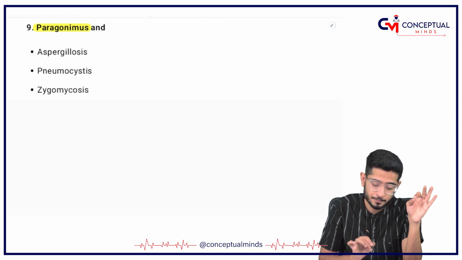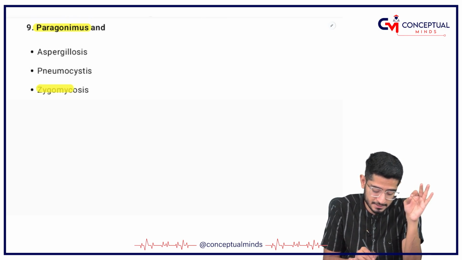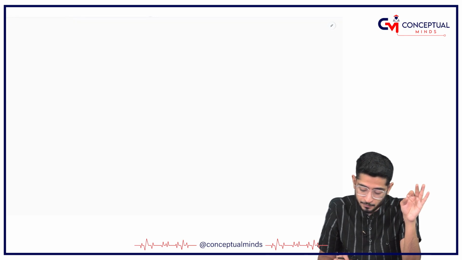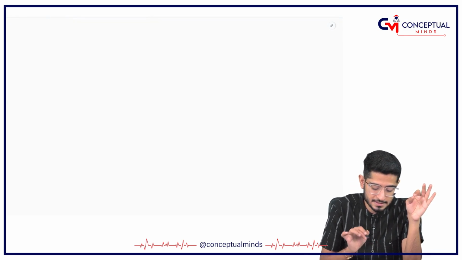Paragonimus westermani, that's a parasite. And of course, the opportunistic infections like zygomycosis, Pneumocystis jirovecii and aspergillosis we will discuss. So this was our introductory session.